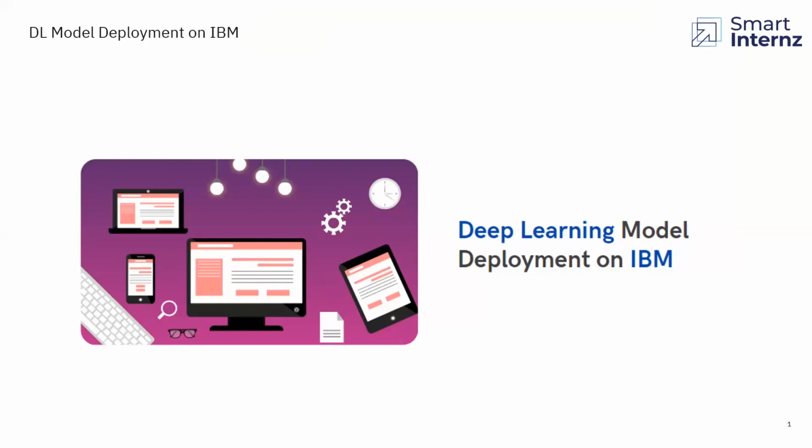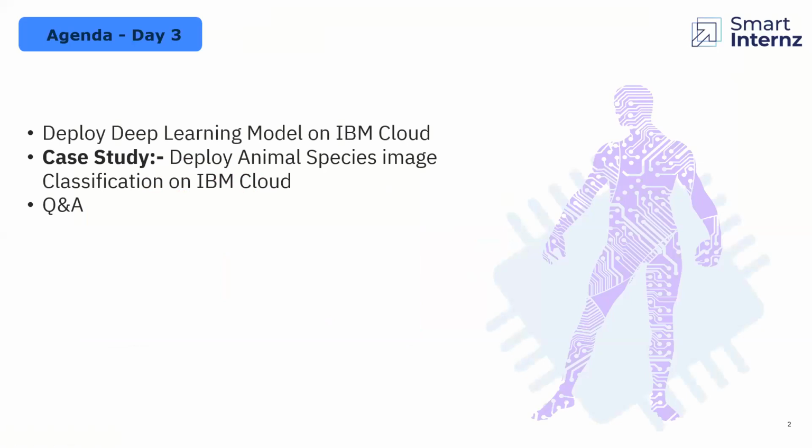So now we need to understand today's agenda. The agenda for day 3 is that we are going to deploy our deep learning model on IBM Cloud. The same case study which we took yesterday, animal species classification, we are going to deploy on IBM Cloud Platform, and in the last we are going to take Q&A where you can ask or post your queries. We'll answer all the queries.